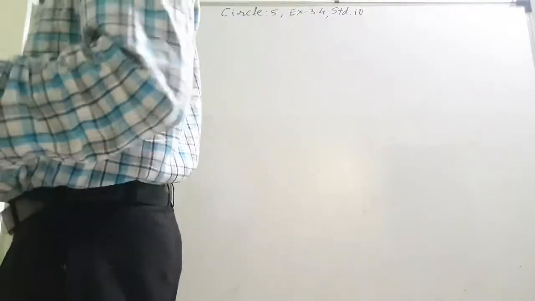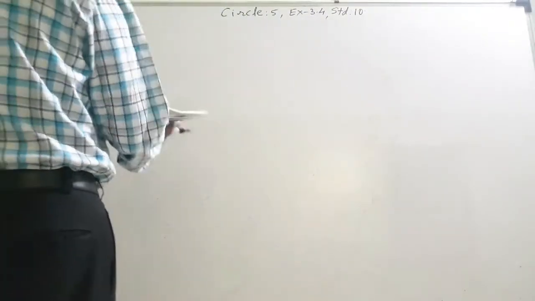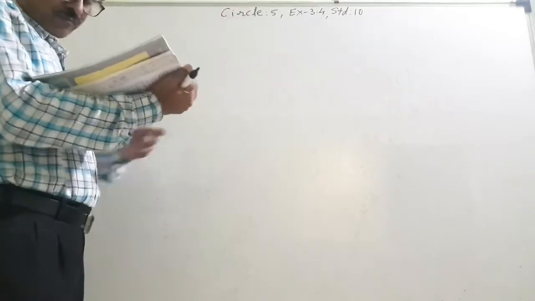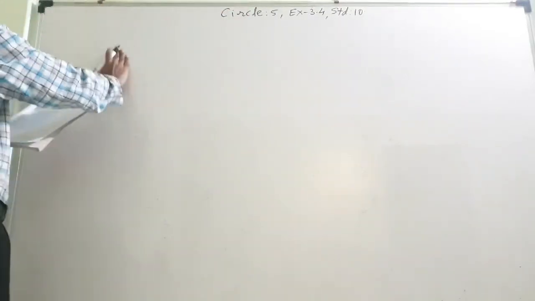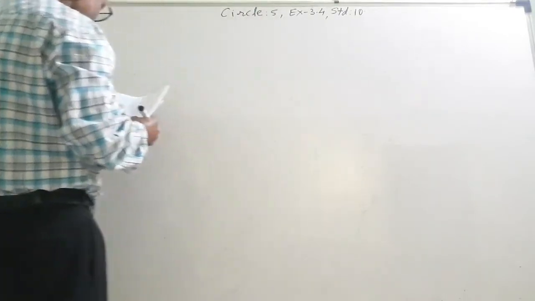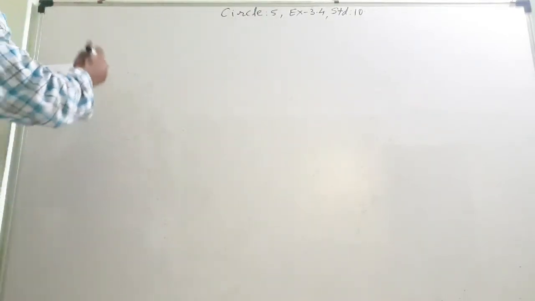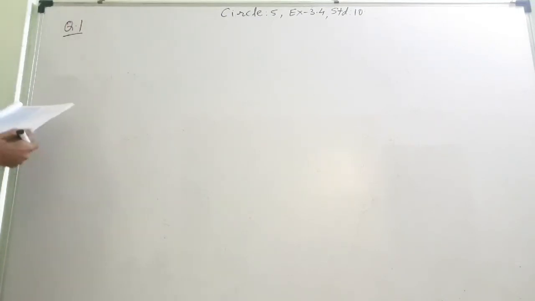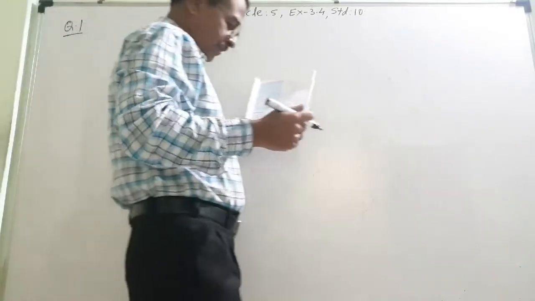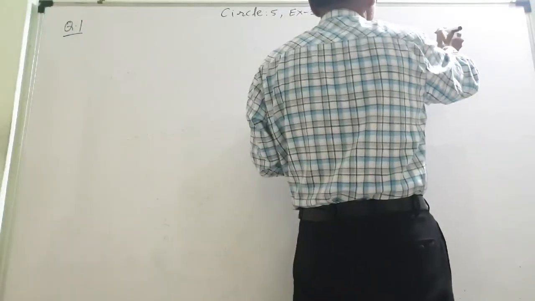Standard 10. We are in circle. This is our lecture number 5 for circle. Exercise 3.4. It is written exercise 3.4. Question 1. The figure is given. First of all, I will draw the figure.